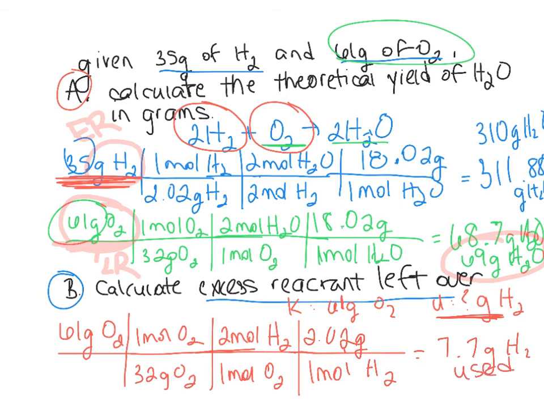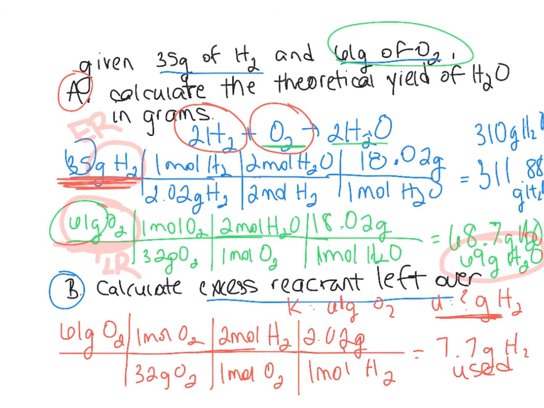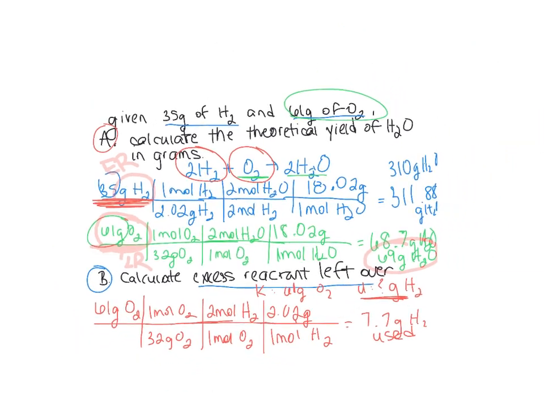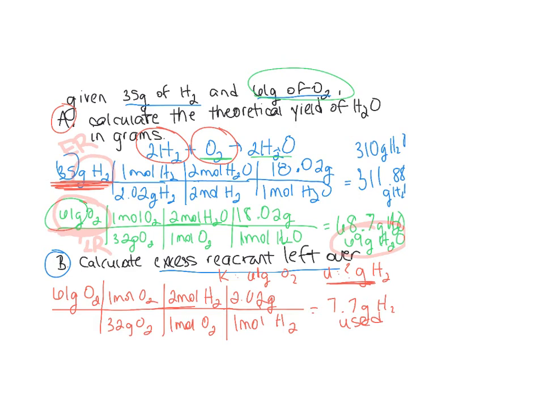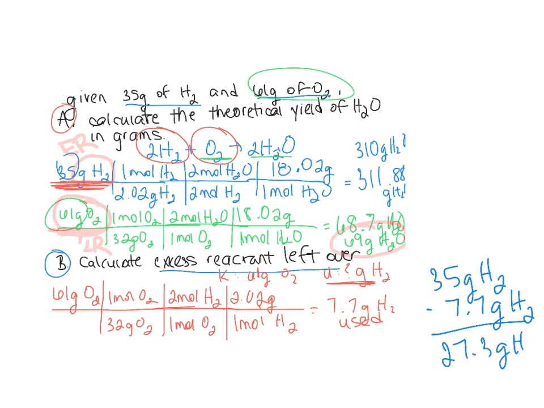So when you solve for this, this is how many grams are used when you have 61 grams of your limiting reactant. But you have 35 grams to start with. So to figure out how much is remaining, let me switch colors. You are going to take your original amount, your 35 grams of H2 that you have available to you, and you're going to subtract out that 7.75 grams of H2 that you used to get how much you have left over. And for this case, it is 27.3 grams of H2.